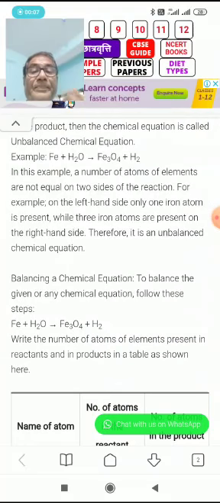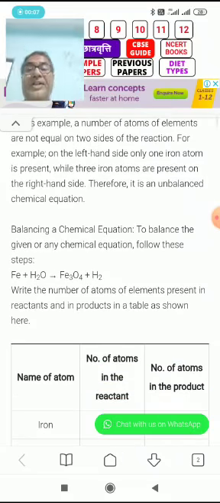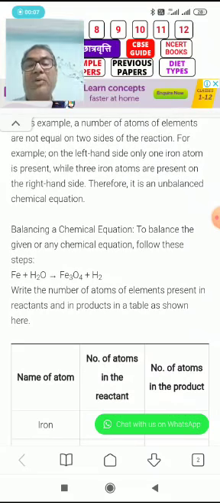Now, how can we balance a chemical equation? To balance a chemical equation, we follow these steps. For example, here you see the reaction Fe plus H2O gives Fe3O4 plus H2.